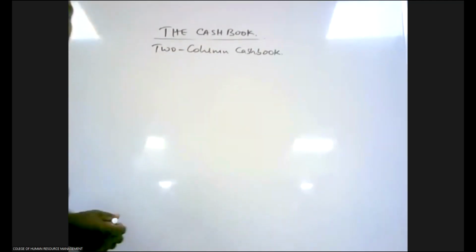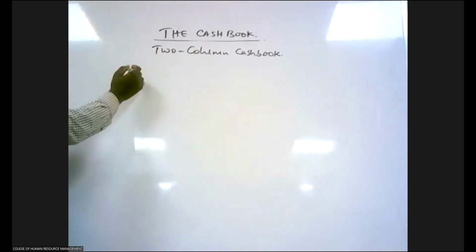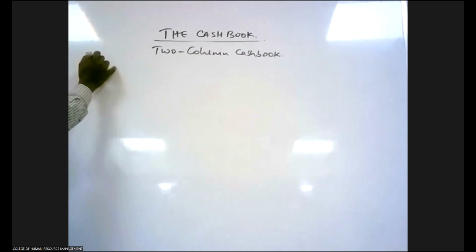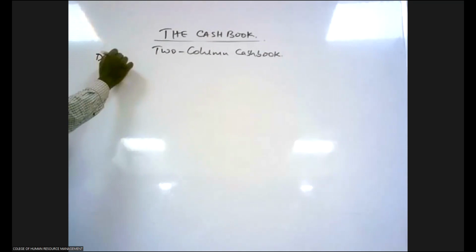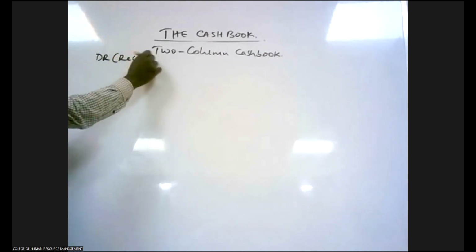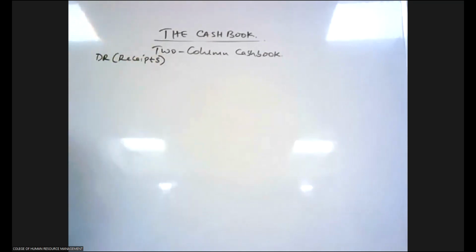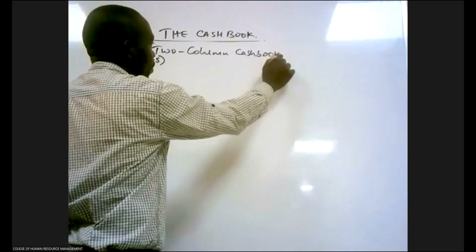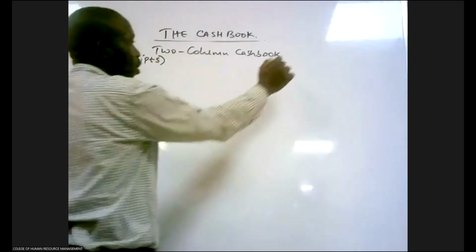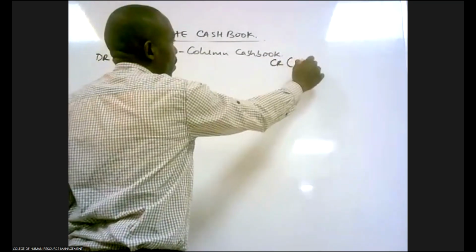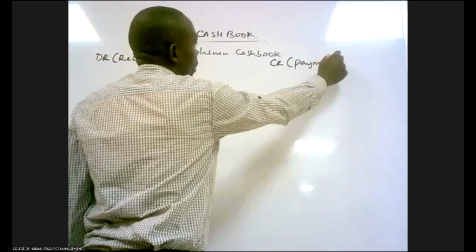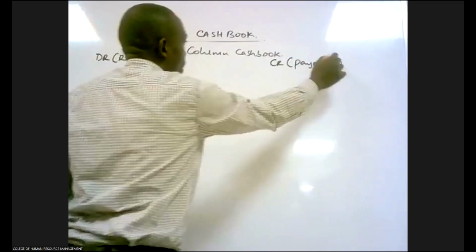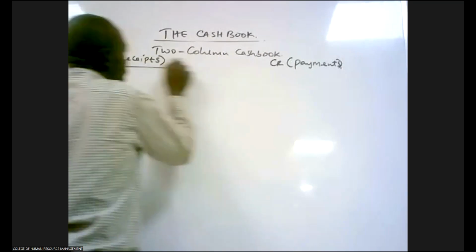So it is as simple as this. We have got the following columns. First of all, we have got the debit, which records money received, the receipts. Any money that is coming in, we debit. Then we have got this side, which is the credit, which will record any payments. The payments will go on that end.